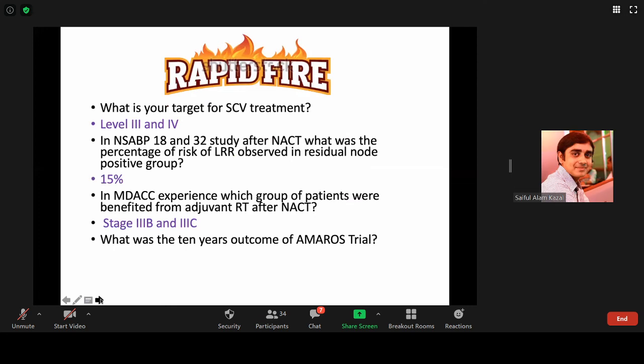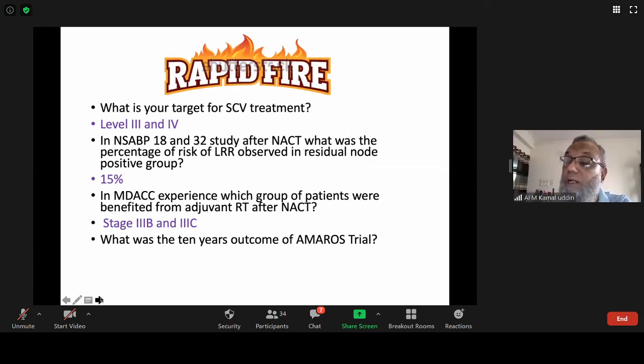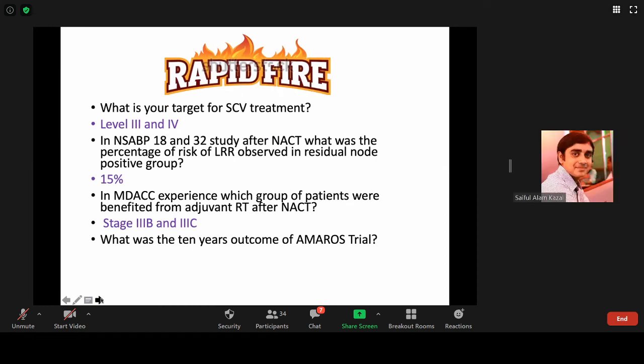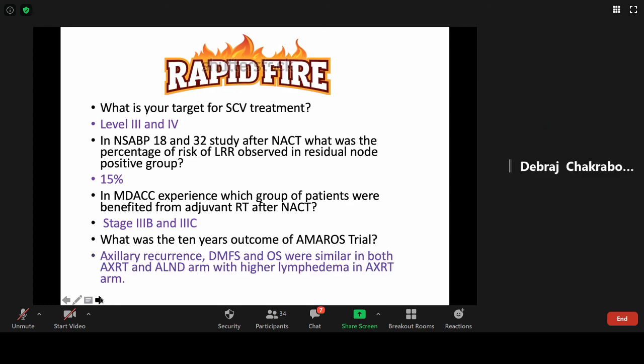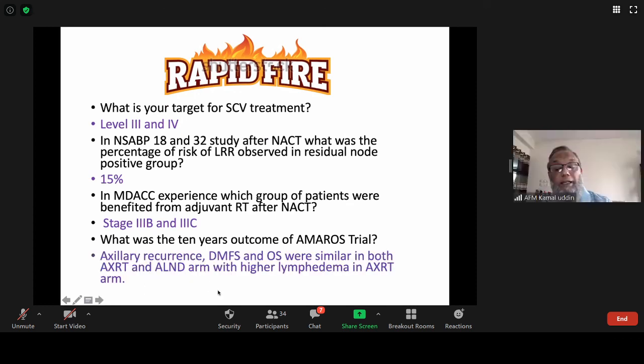That was the 5 years outcome. What about the 10 years? They have given a landmark conclusion. Sir, no difference between the surgery and the nodal radiation. No significant difference in axillary recurrence, distant metastasis-free survival and OS. It was similar in both the axillary radiotherapy and ALD arm, with higher lymphedema in the ALD arm.